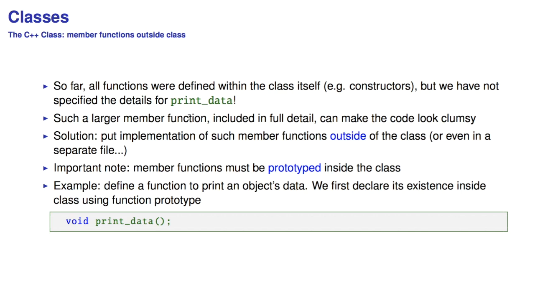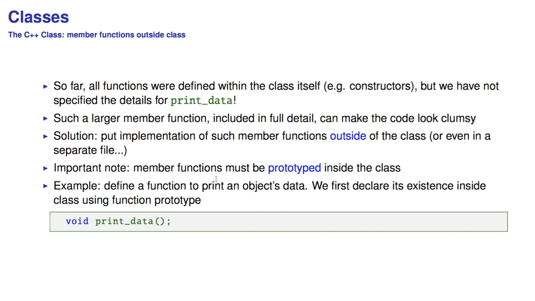So the solution is often to put the implementation of a member function outside of the class, or even in a separate file, something I'll discuss later on in the course. The important note is that even though you can define the implementation of the function outside the class, you still need to give the prototype of the function inside the class. So it's just like a forward declaration you've seen before.